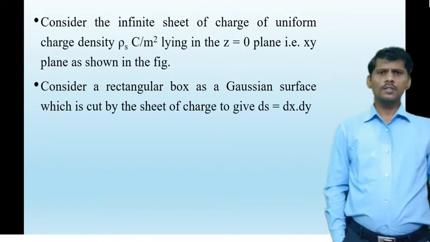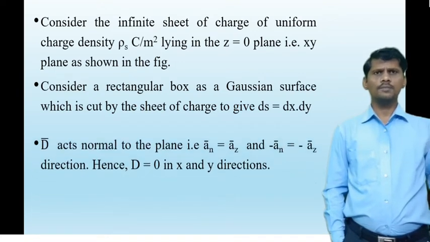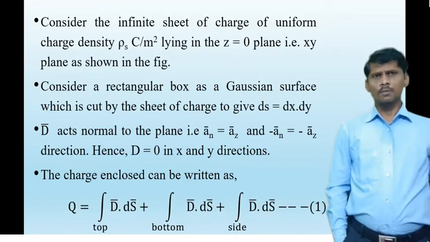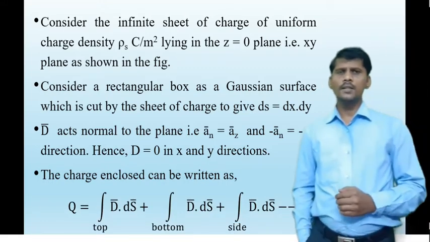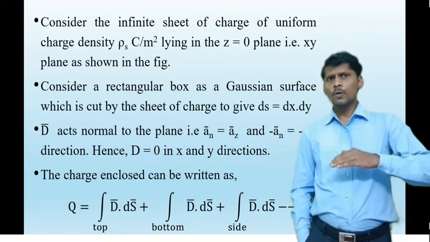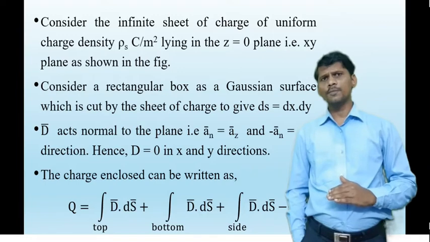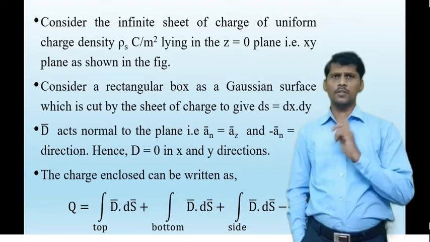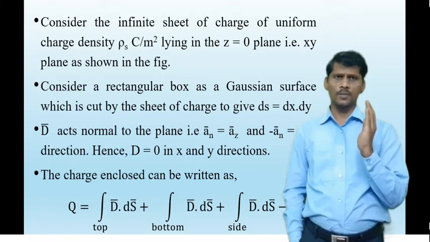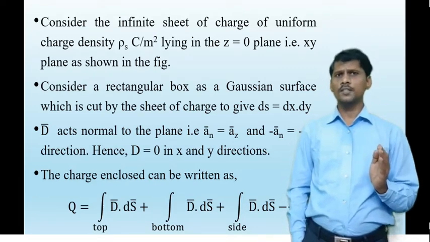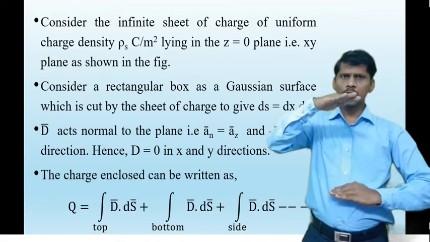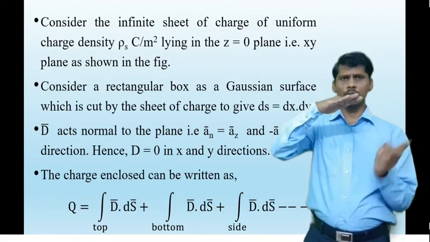So using Gauss law, Q is equal to the closed surface integral of d bar dot ds bar. Now we have the electric flux density can be evaluated over the top of the surface, bottom of the surface and side of the surface. The rectangular box is the Gaussian surface, so the electric flux density can be evaluated at the top of the rectangular box, bottom of the rectangular box and side of the rectangular box.